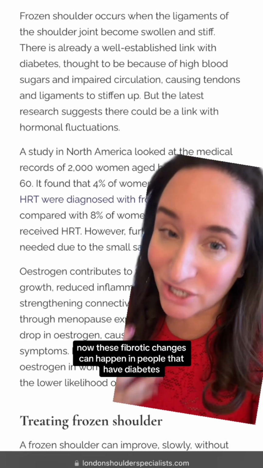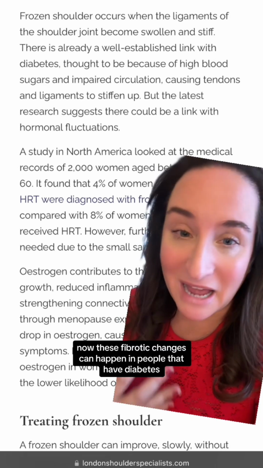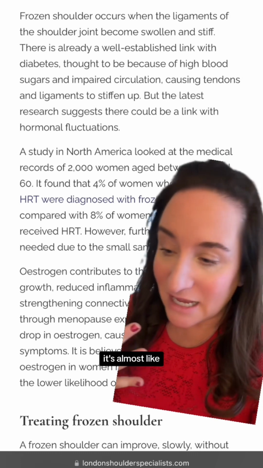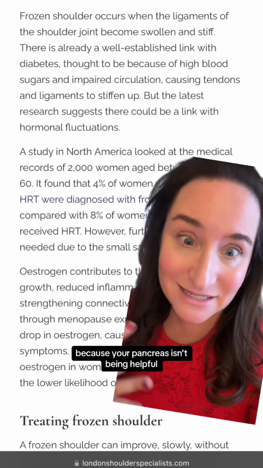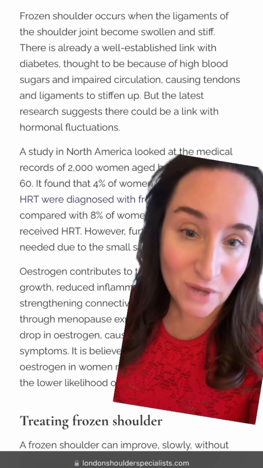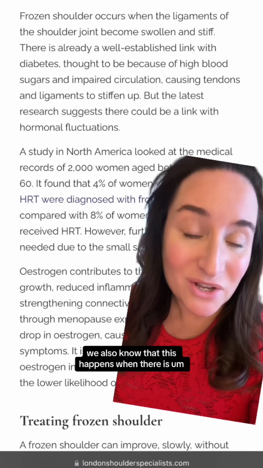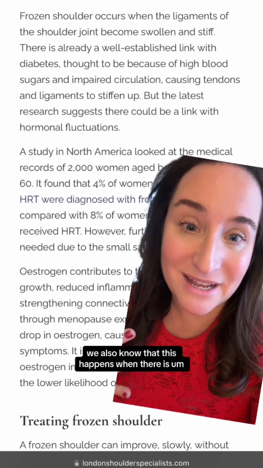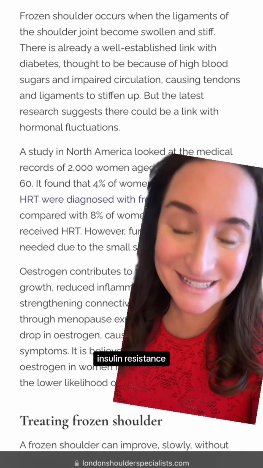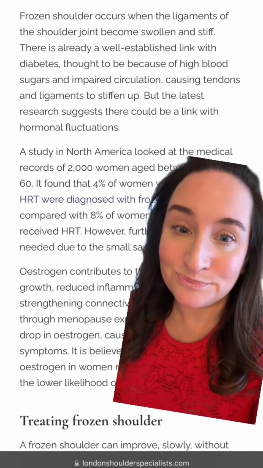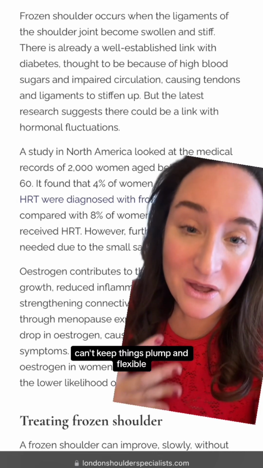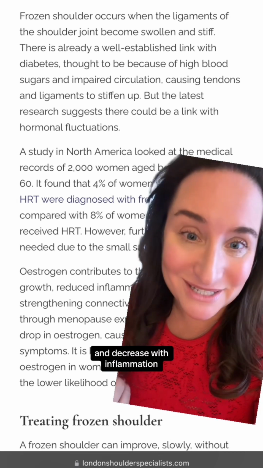Now, these fibrotic changes can happen in people that have diabetes. We know that in diabetes, there's a higher rate of inflammation. It's almost like because your pancreas isn't being helpful, it's all your body can do to deal with that glucose. And also there's impaired circulation. We also know that this happens when there is thyroid issues, insulin resistance, increased inflammation, and estrogen drops because estrogen helps keep things plump and flexible and decrease with inflammation.